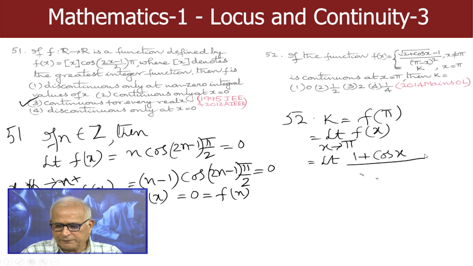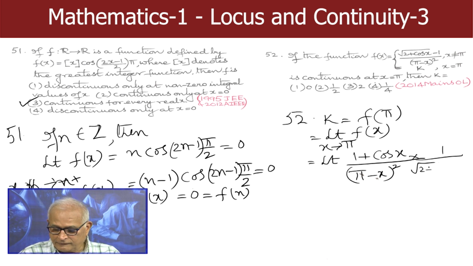by pi minus x whole square, into 1 by root of 2 plus cos x plus 1, as x tends to pi. Follow? Let us see the second factor. What happens as x tends to pi? cos x tends to cos pi because cosine is continuous everywhere. Cos pi is minus 1. So 2 plus cos x tends to 2 minus 1, which is 1. 1 plus 1 is 2. So that is half.